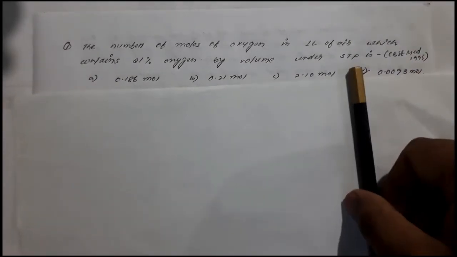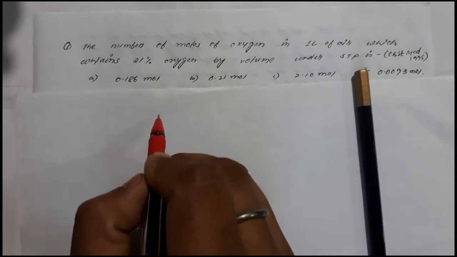So from unit number 1, the first question, here it goes. It says: the number of moles of oxygen in 1 liter of air, which contains 21% by volume of oxygen under STP. So what is the mole of oxygen? We have to calculate it.